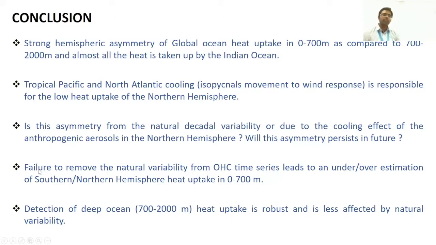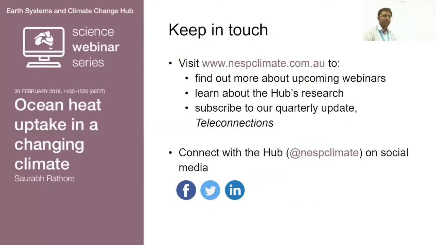failure to remove the natural variability from the ocean heat time series leads to underestimation of the southern hemisphere heat uptake and overestimation of the northern hemisphere heat uptake in the upper 700 meter. And the detection of the deep ocean heat uptake is quite robust and is less affected by the presence of natural variabilities. Thank you.